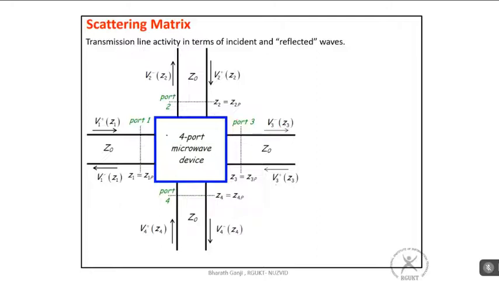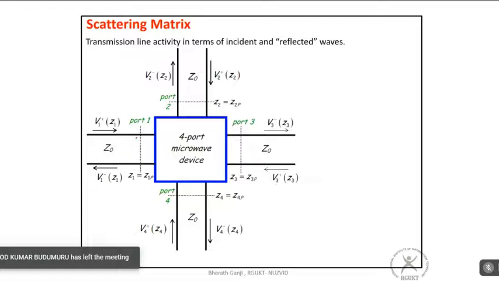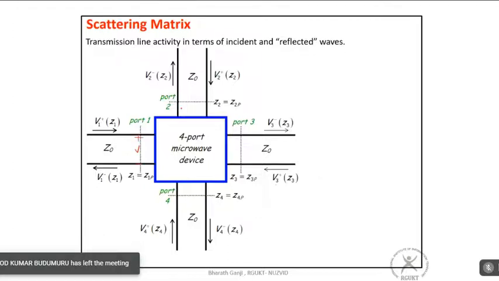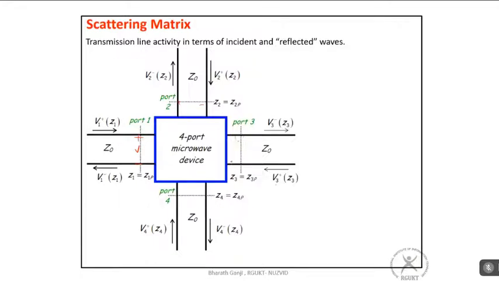So at every port, just like in the impedance and admittance matrix, where we defined only the port voltages, here instead of defining the total voltage, we are taking into consideration the forward and the backward, or the incident and the reflected waves. And what we are going to do is, instead of relating the total voltages and currents, we are going to relate these forward and backward, or incident and reflected, waves at every port.